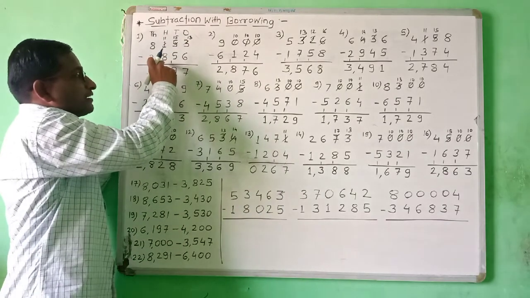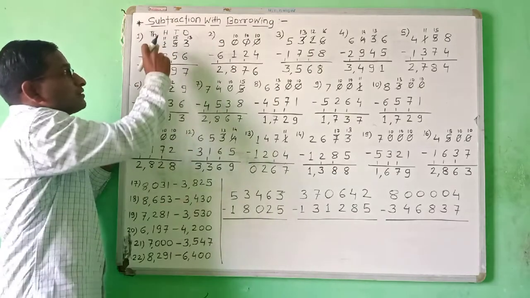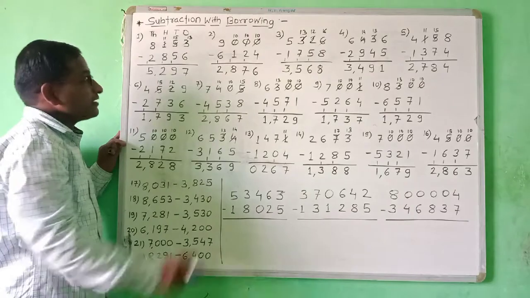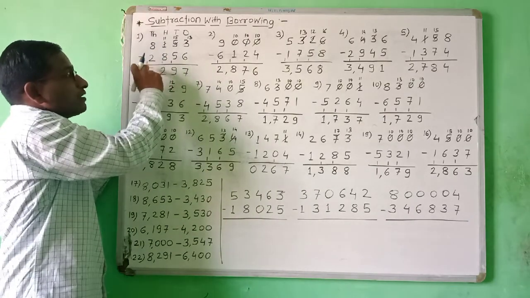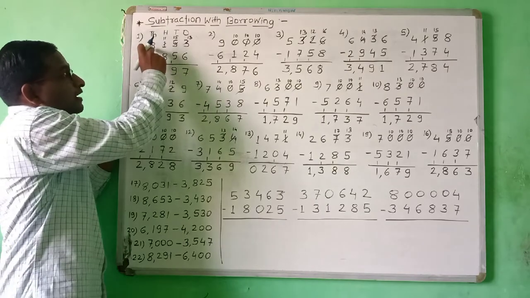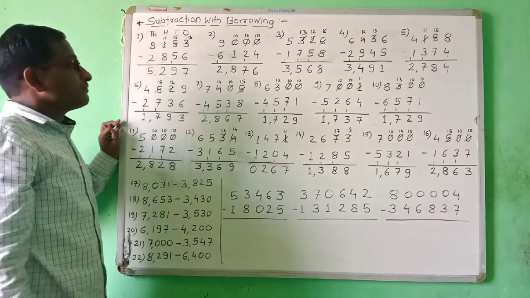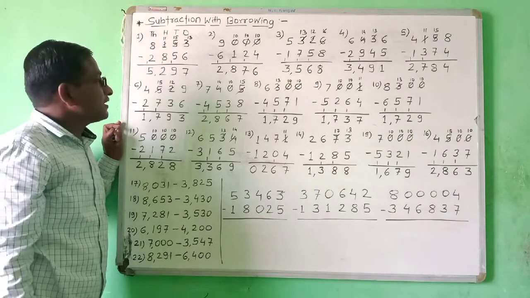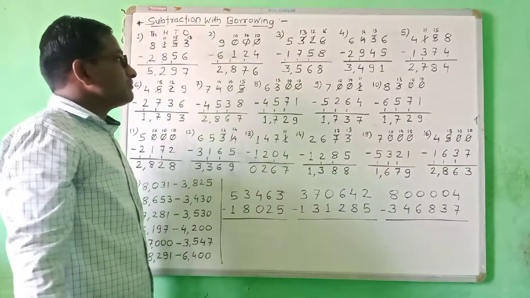1 plus 8, 9. 1 minus 9, again not possible, so 1 is considered as 11. 11 minus 9, 2, carry 1. 1 plus 2, 3. Again 8 minus 3, 5. So your answer is 5297.